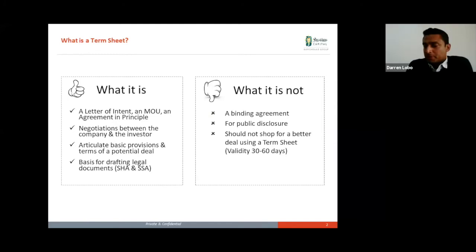Let's try and figure out what a term sheet really is. It essentially is an agreement in principle, right? It's a letter of intent that an investor gives to an entrepreneur saying that, look, I'm interested in this business and I want to lay down a few terms that will govern our relationship going forward. It's not really a binding agreement. It's not something that is legally enforceable. It's just a few terms that would be taken forward through definitive agreements, the shareholders' agreements.